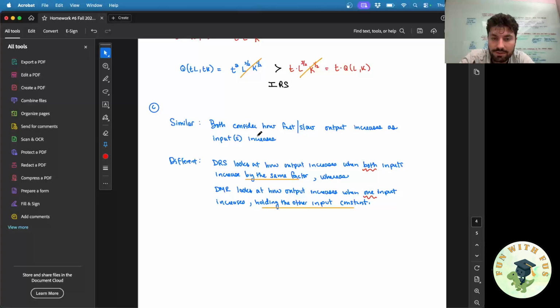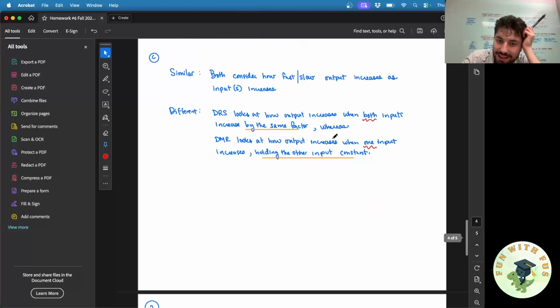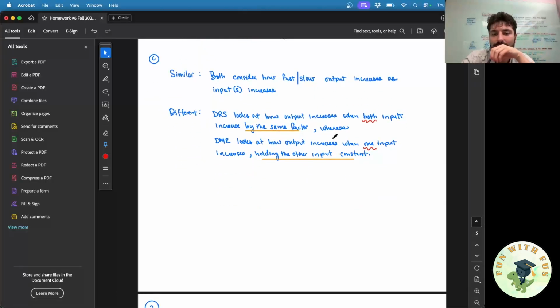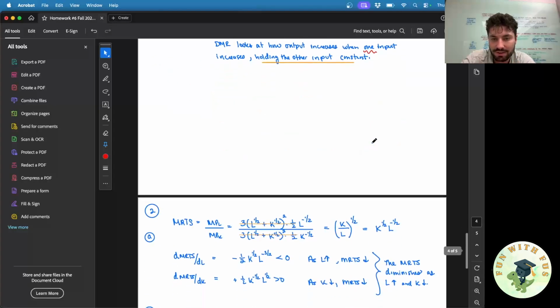Yeah, I think it's fair. They're similar in that they're both seeing the rate of return of something. We're getting more quantity whenever we put in inputs, but how is that changing? And then the difference would be that we're changing both inputs versus one input.